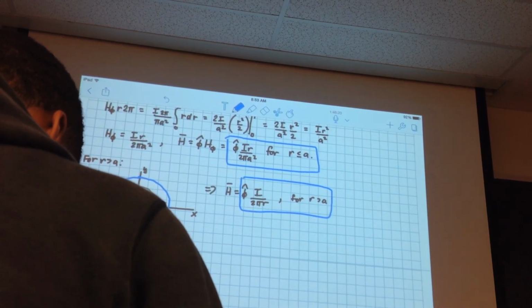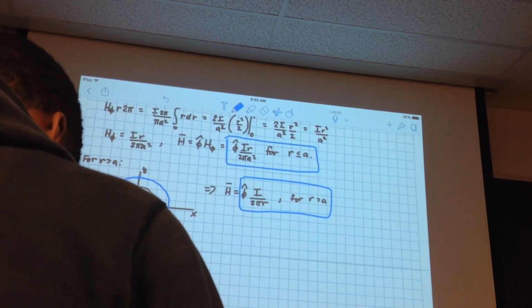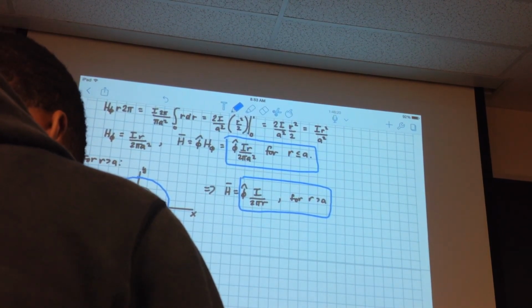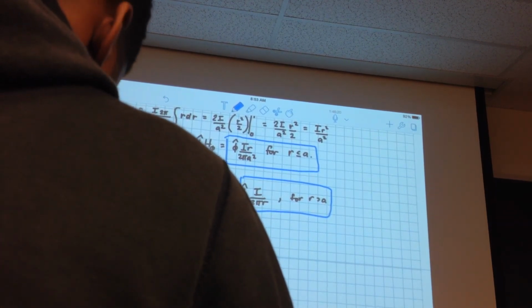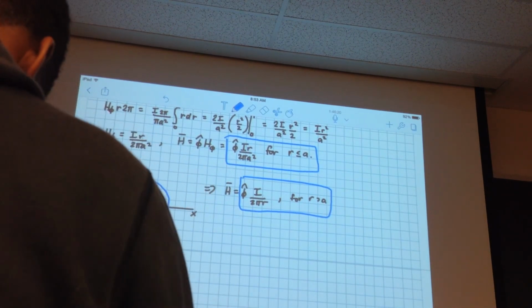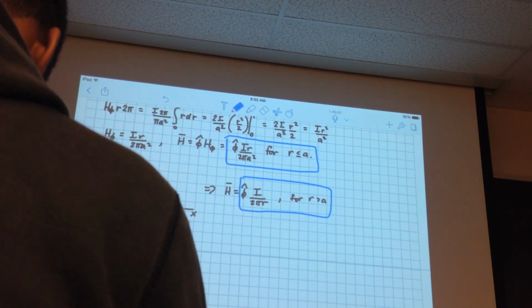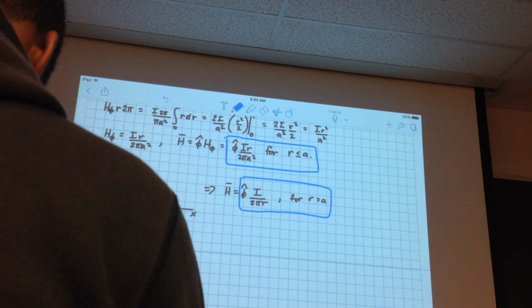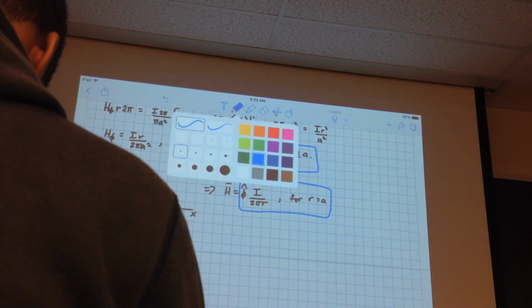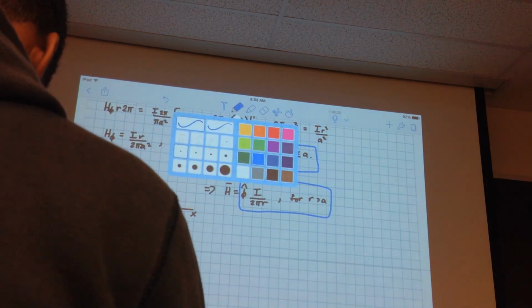At r equal to a, the magnetic fields are the same, right? It's kind of nice that the first equation at r equal to a is I over 2 pi a, and the second equation at r equal to a is I over 2 pi a. So they meet there. Another way of saying that is the tangential components of H are continuous across that boundary. There's a boundary condition on magnetic field also that we'll talk about.